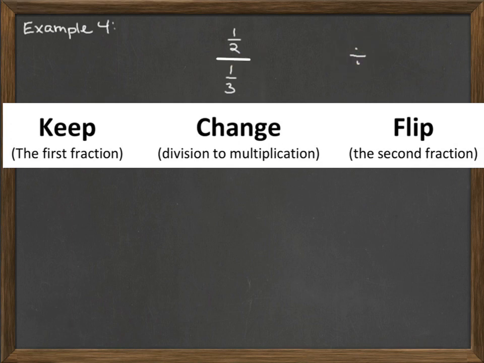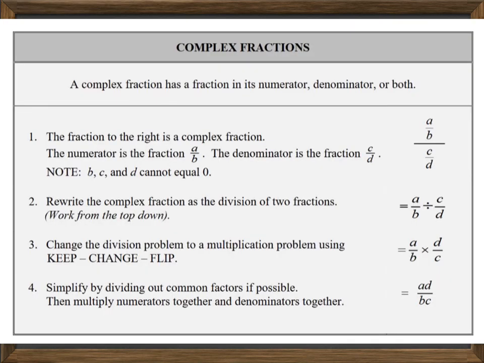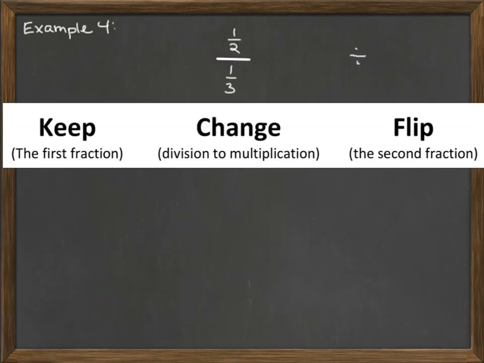Okay, so this, as it is written, is what's called a complex fraction. Okay, as you can see, a complex fraction has a fraction in its numerator or its denominator, or in this case, both. Okay, so we're still going to do a keep, change, flip. However, what we can do to help ourselves to get back to something that looks like the problems we have been doing is we can rewrite it using the traditional division sign. So let's go ahead and do that.